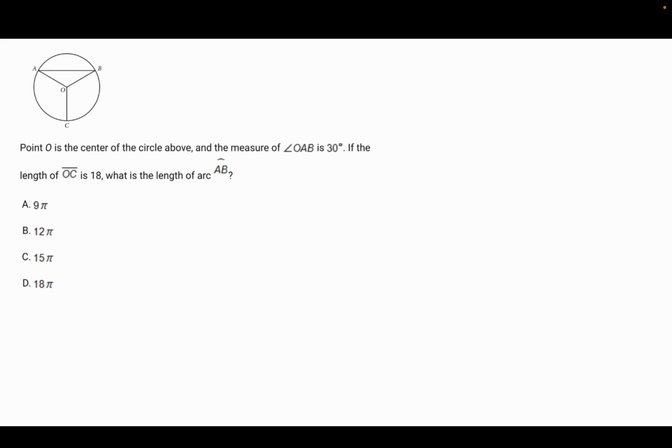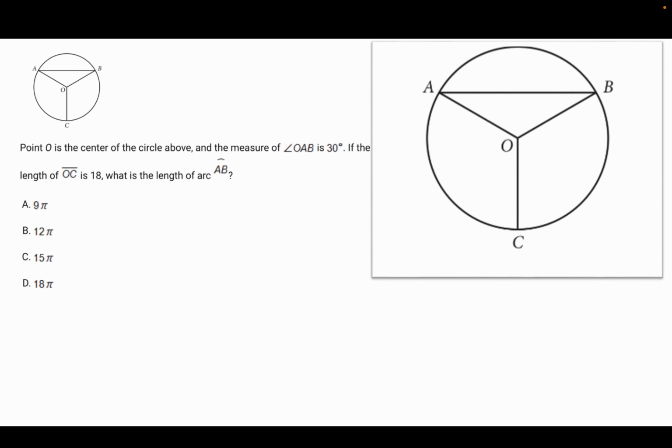Can you solve this hard SAT geometry problem? Point O is the center of the circle above, and the measure of angle OAB is 30 degrees. If the length of OC is 18, what is the length of arc AB? First, let's enhance this image, and we're going to write down everything we know. We know OC is 18, and we also know that it comes from the center circle O, meaning it's also a radius. Then we're given an angle measurement, which we're going to label right there at 30 degrees.